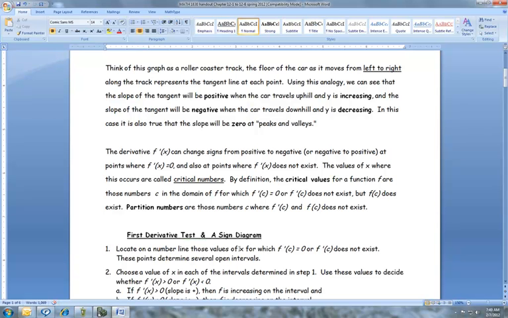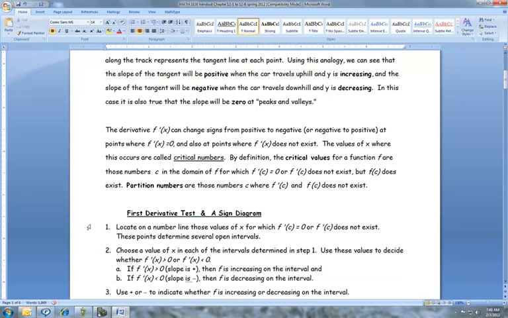Locate on a number line those values of x for which the derivative is equal to 0 or the derivative does not exist. These points determine several open intervals. So I'm going to have to find my derivative, I'm going to have to graph it, and I'm going to have to find my zeros or breaks.